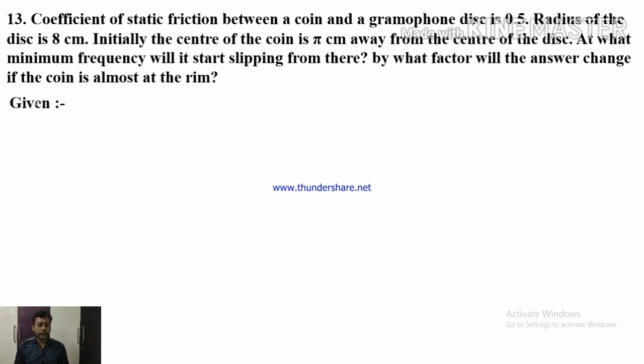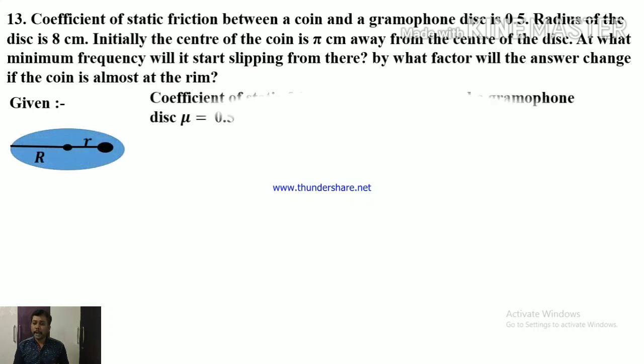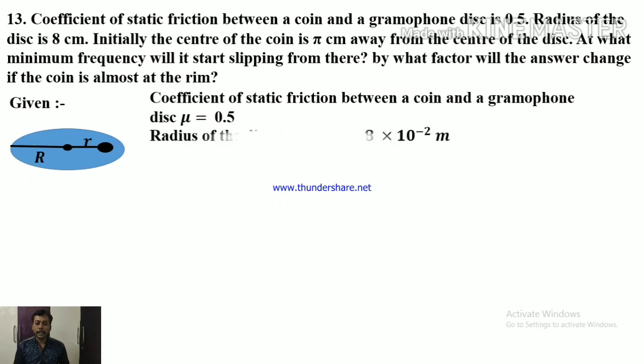So let's take the given data here. First given is the coefficient of static friction between the coin and the gramophone disc is 0.5. So mu is equal to 0.5 here. Now the radius of the disc is 8 cm. So see in the diagram, capital R is the radius of the disc, which is 8 cm. So convert this centimeter into meter. So 8 into 10 raised to minus 2 meter.